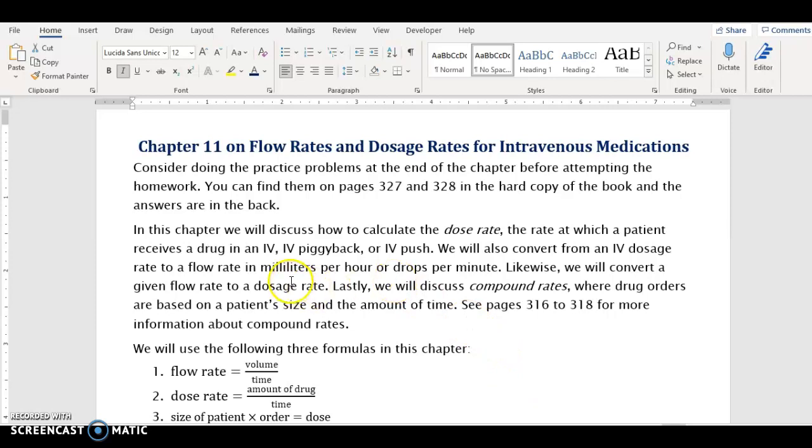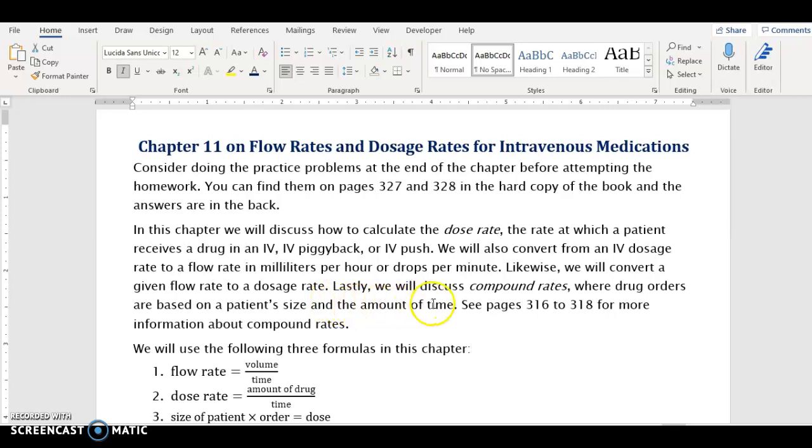Okay, so in this chapter, we will discuss how to calculate the dose rate, which is the rate at which a patient receives a drug in an IV piggyback, or IV push. We will also convert from an IV dosage rate to a flow rate in milliliters per hour or drops per minute. Likewise, we will convert a given flow rate to a dosage rate.